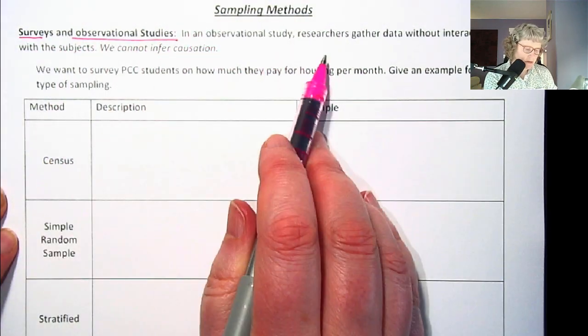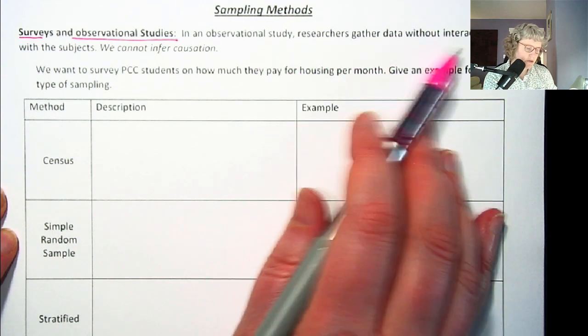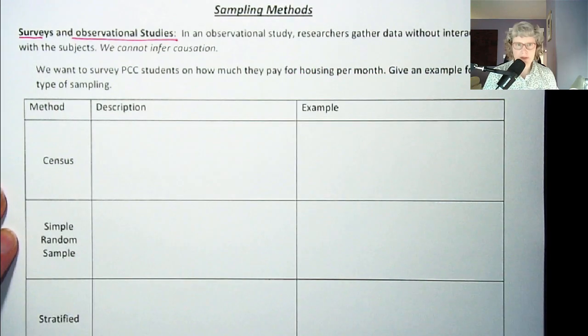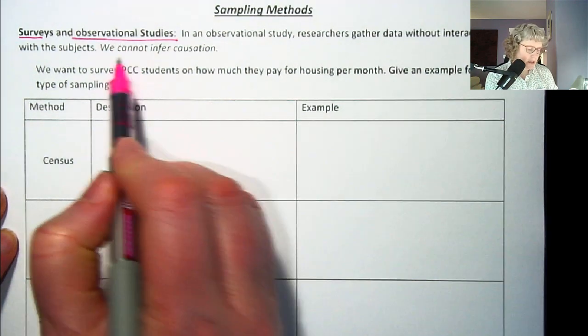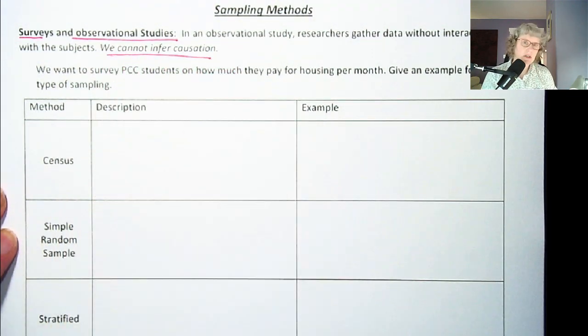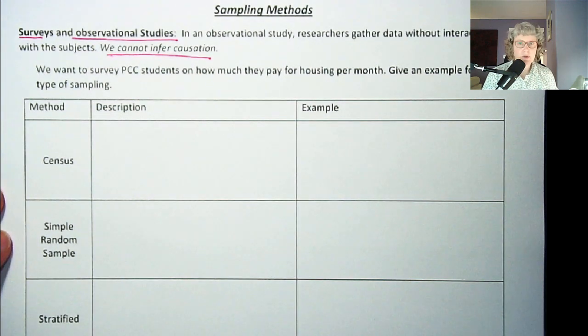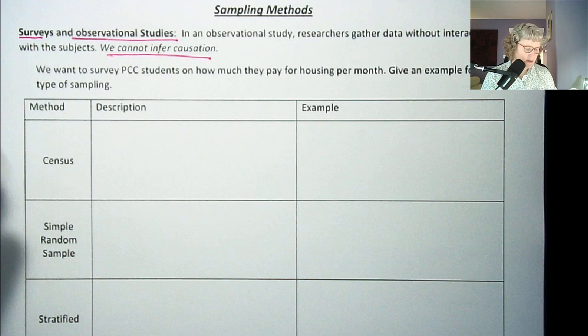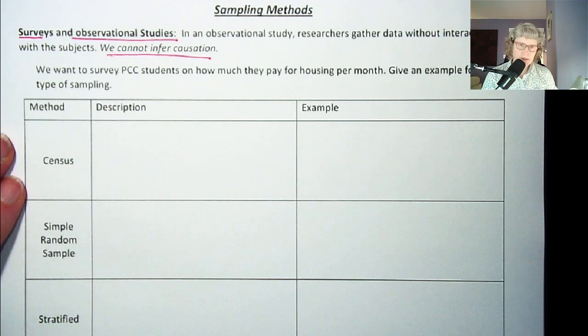In an observational study, researchers gather data without interacting with the subjects. So there's not a treatment that someone's doing. And we cannot infer causation in this type of situation. It's purely observational. Okay, so we're going to talk about several different sampling methods.